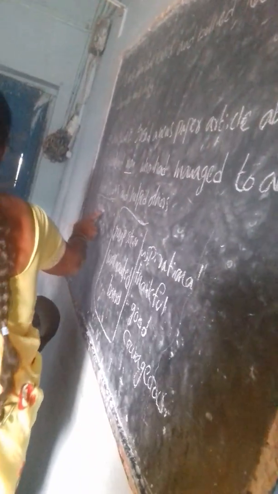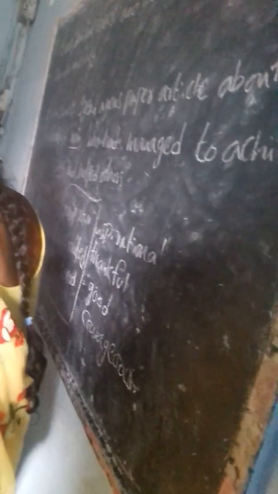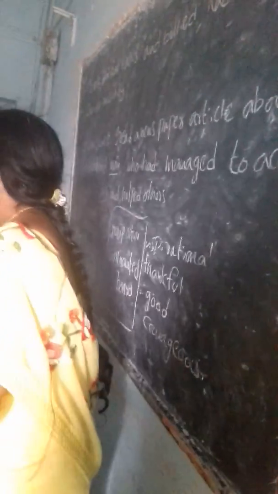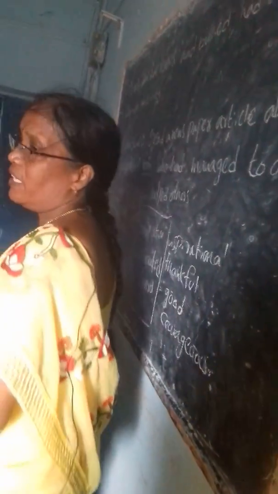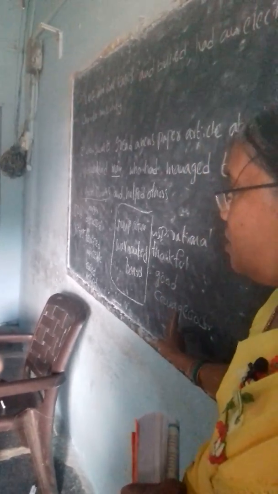What are the negative attitudes of Nick? Angry, depressed. They are the negative qualities of Nick. Then after reading an article in a newspaper, life turned around for him. Then he developed positive attitudes in life. What are the positive attitudes? Inspirational, thankful, good, courageous. These are the positive attitudes of Nick.